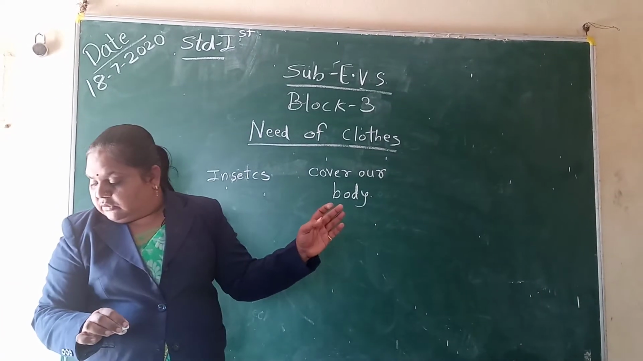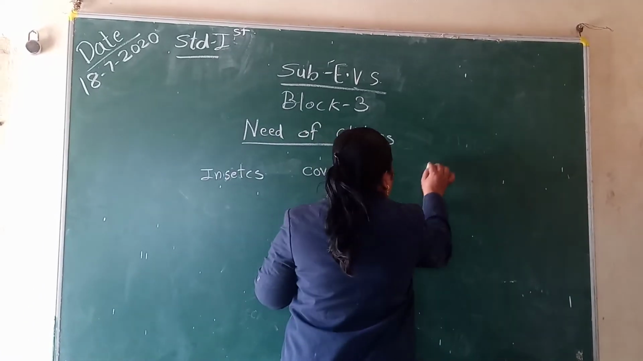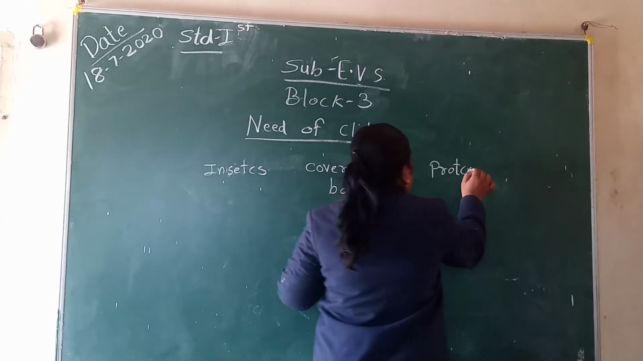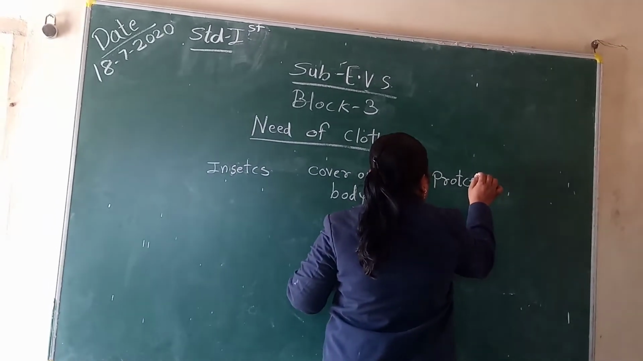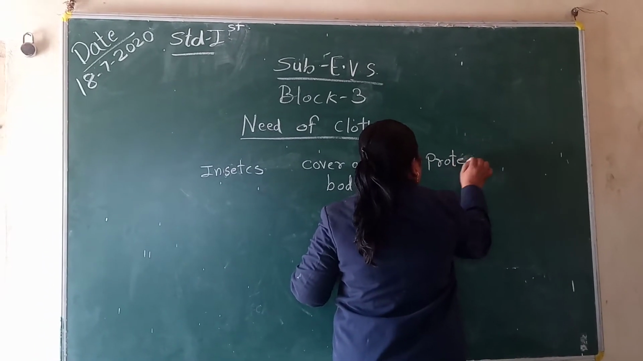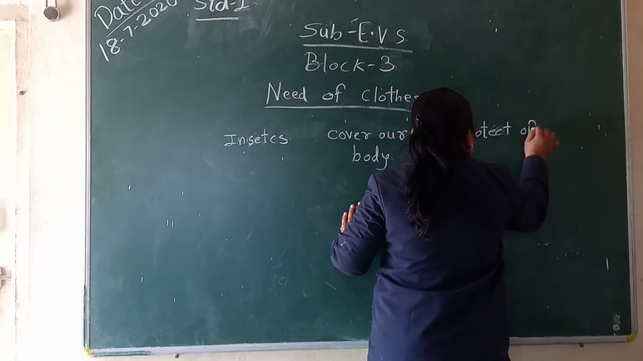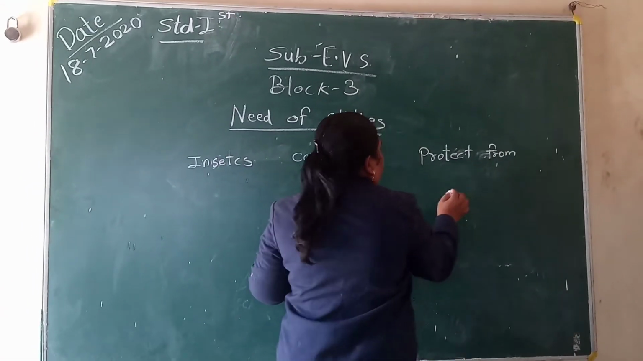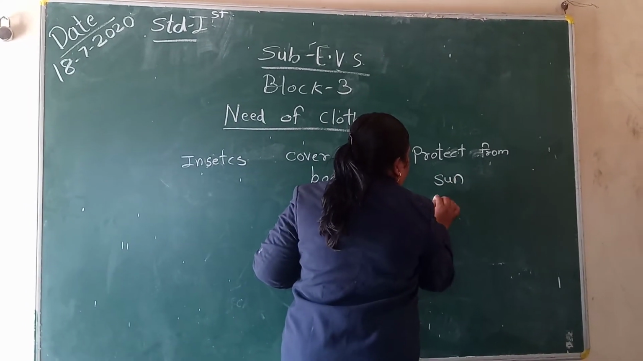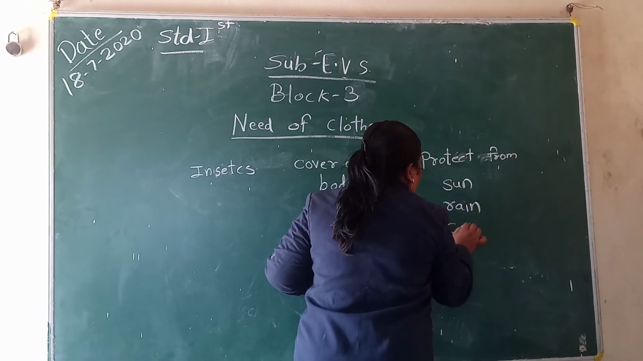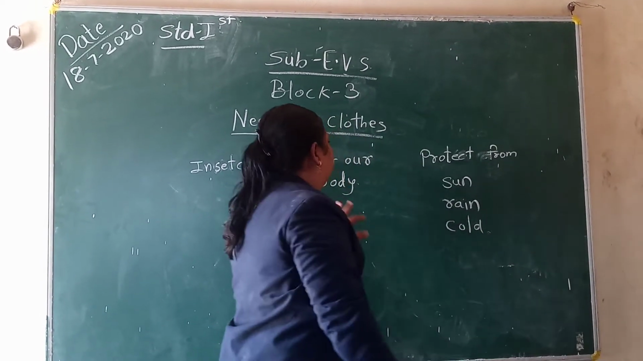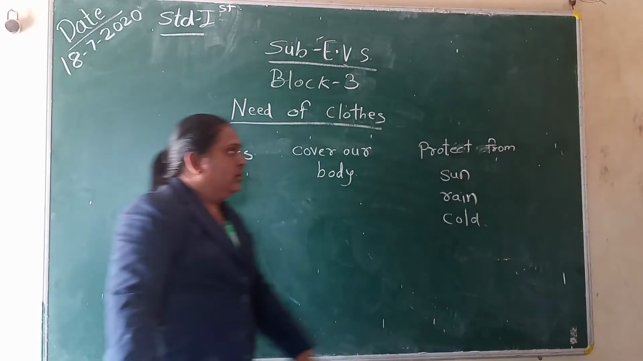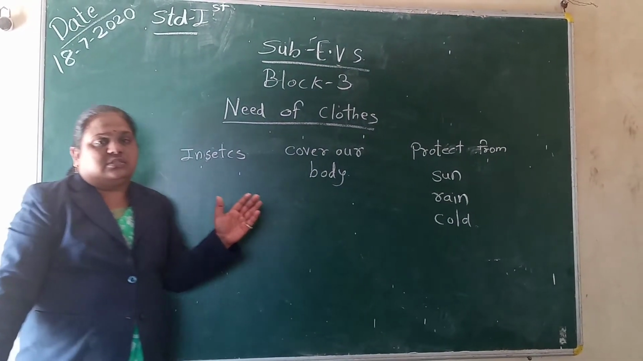And the clothes protect us from sun, rain and cold. What do the clothes do? The clothes protect us from sun, rain and cold. So these are the things that the clothes do for us.